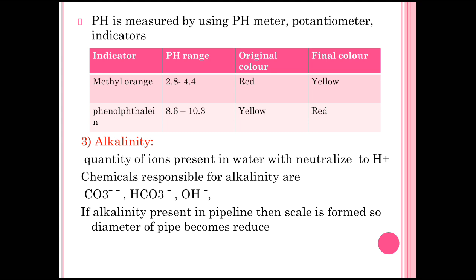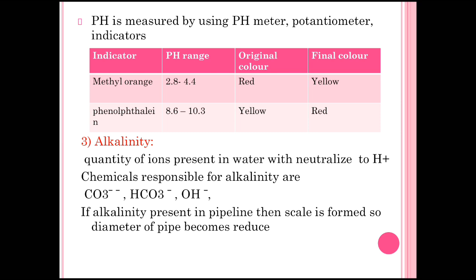Now there are some methods to determine the pH. The first method is the pH meter, the second one is the potentiometer, and the third one is by using indicators, with which we calculate the pH of water. Now let us see the indicators.